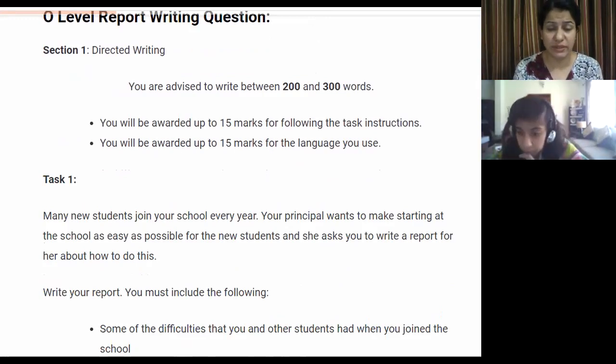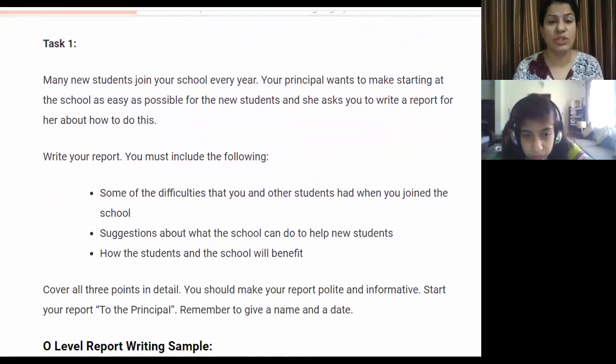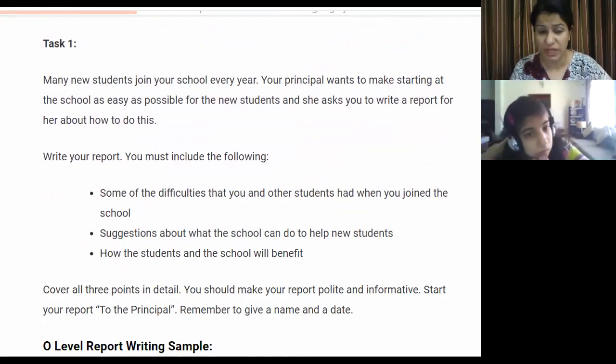Section 1, directed writing. You are advised to write between 200 and 300 words. You will be awarded up to 15 marks for the following task instruction, and 15 marks for the language you use. So your task is: many new students join your school every year. Your principal wants to make starting at the school as easy as possible for the new students, and she asks you to write a report for her about how to do this.